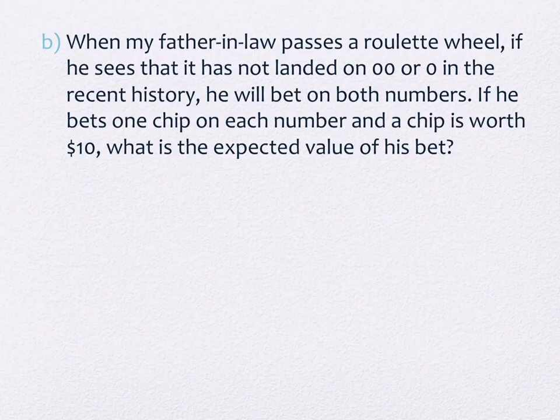This is a mathematical nightmare for somebody who has some knowledge about math, because these are independent events, right? Absolutely no effect of one roll on the next roll on the next roll. But this is what happens. So what we're going to do is find out the expected value of his bet.